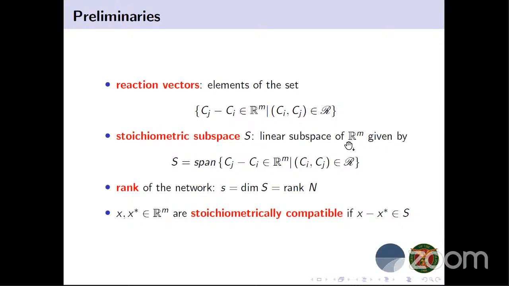It's the linear subspace of R to the M, being a vector space over R, given by S is equal to the linear span of the reaction vectors. We have the rank of a network, which would be the dimension of S, which is also equal to the rank of the stoichiometric matrix that we have seen earlier. We say that 2 vectors in R to the M are stoichiometrically compatible if the difference is an element of the stoichiometric subspace.